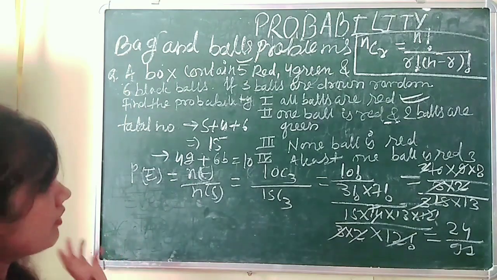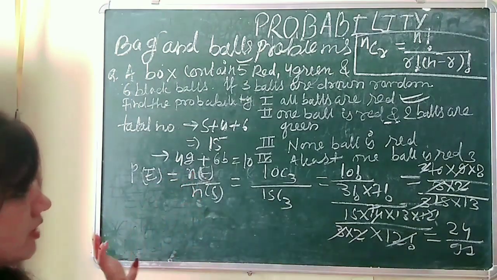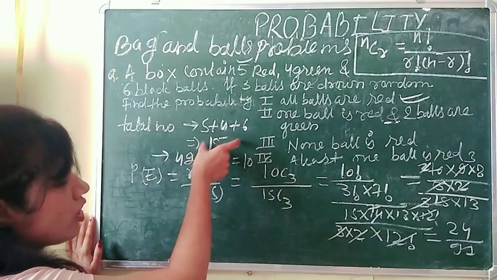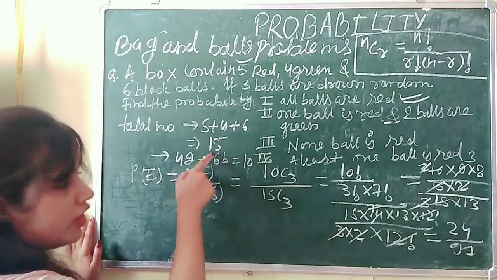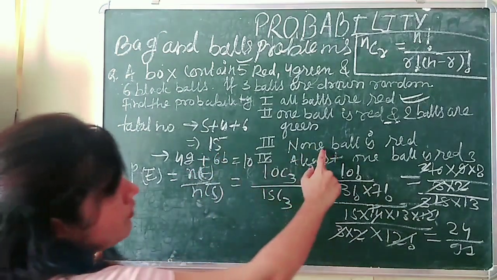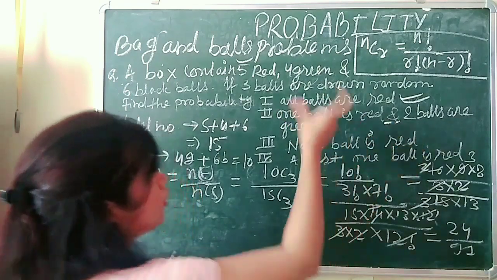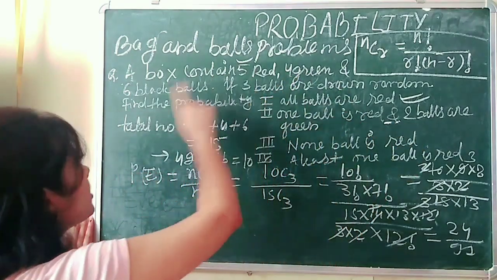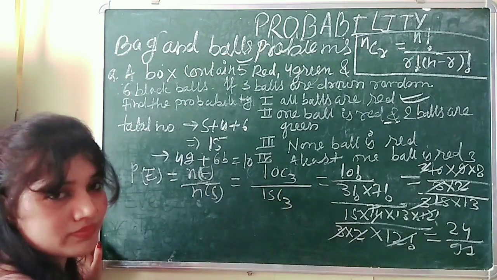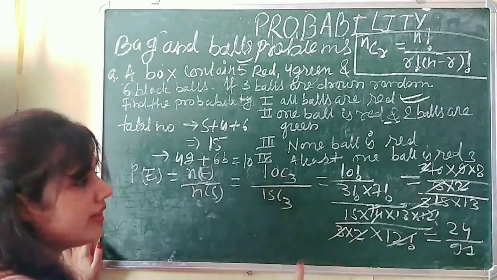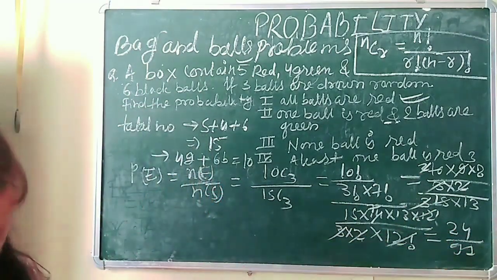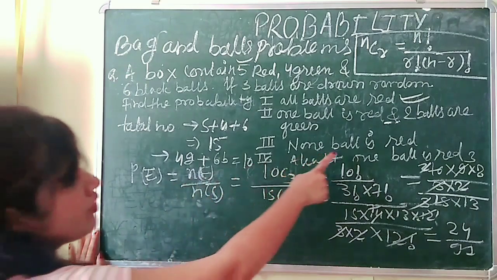Okay. So here we just put NE by NS, and in the place of NS we will put the total ball combination. The total number of balls is 15, so the combination will be 15C3. And here it is saying we should not include any red balls, so we will include just the 4 green balls and 6 black balls. That will be 10, so the combination will be 10C3. And we have just solved this, and so we will get 24 by 91. That is the probability that none of the balls is red.